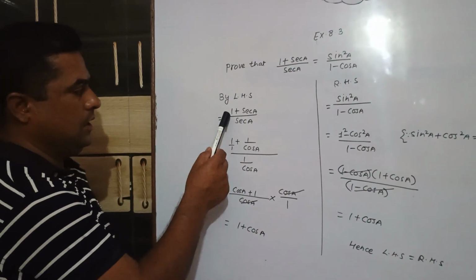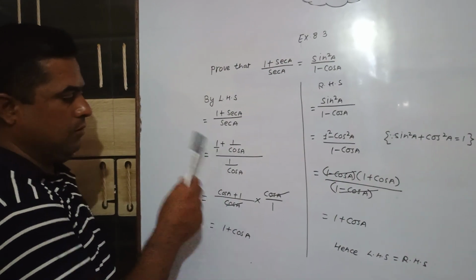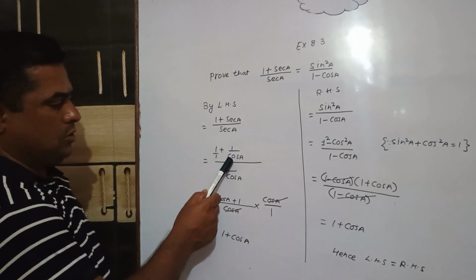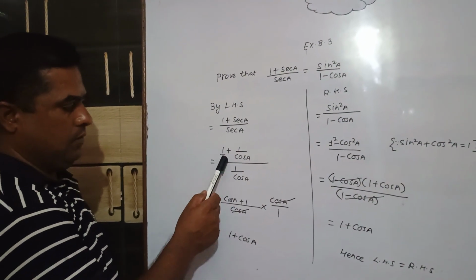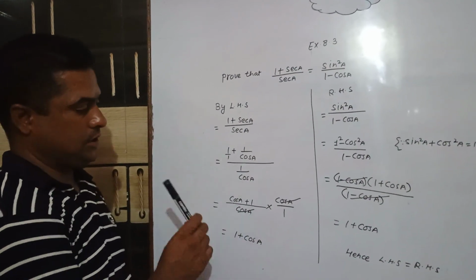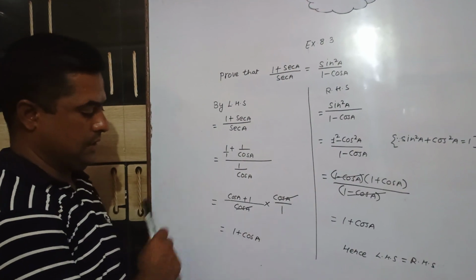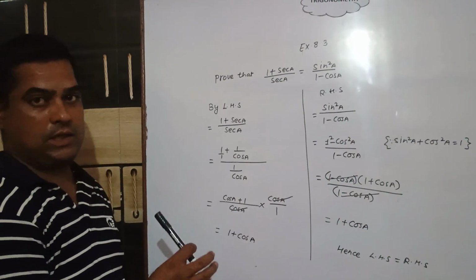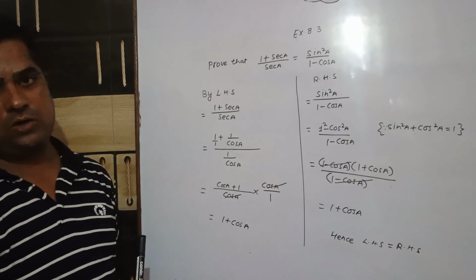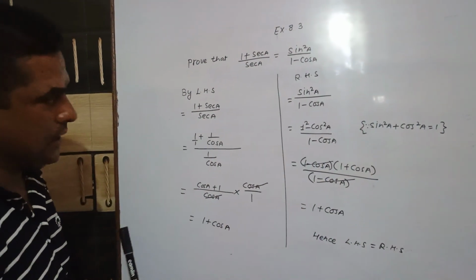Now we are taking 1 in the denominator. So LCM of cos A and 1 will be cos A. Cos A into 1, this will be cos A, and 1 into 1, this will be 1. We will take reciprocal of this fraction. So what is the reciprocal? Cos A upon 1. Now cos A cancel out. So we will get here 1 plus cos A. After solving this left hand side, we are getting here 1 plus cos A. But we are not getting this right hand side. Now we will solve this right hand side.